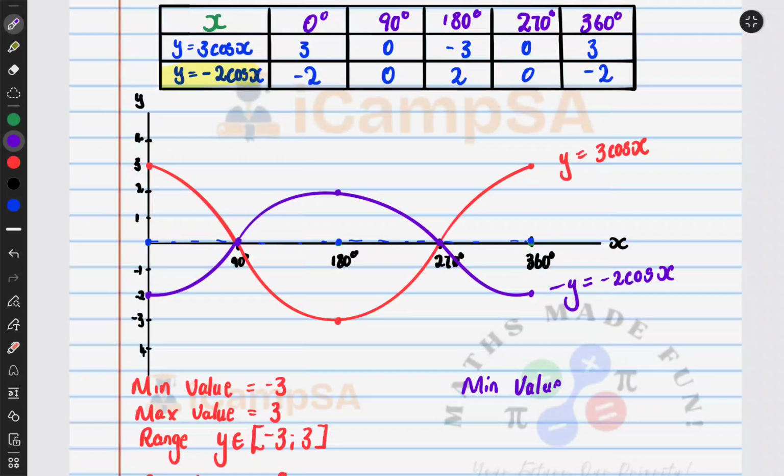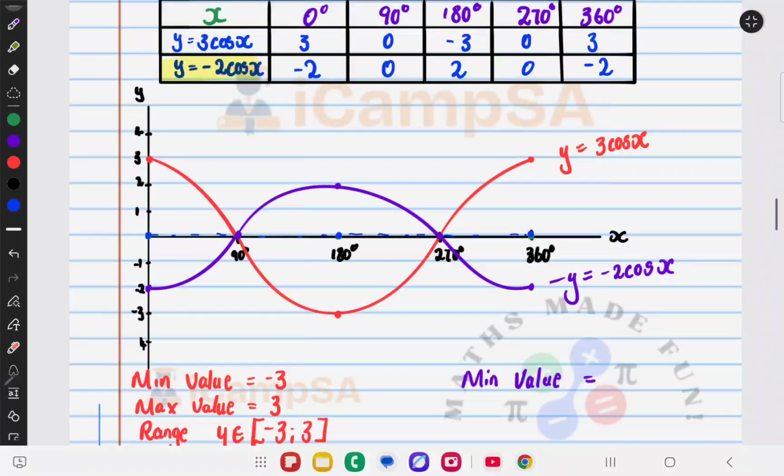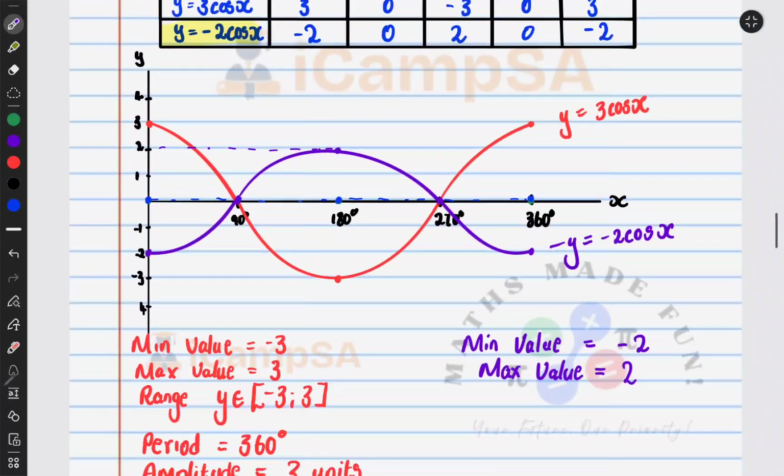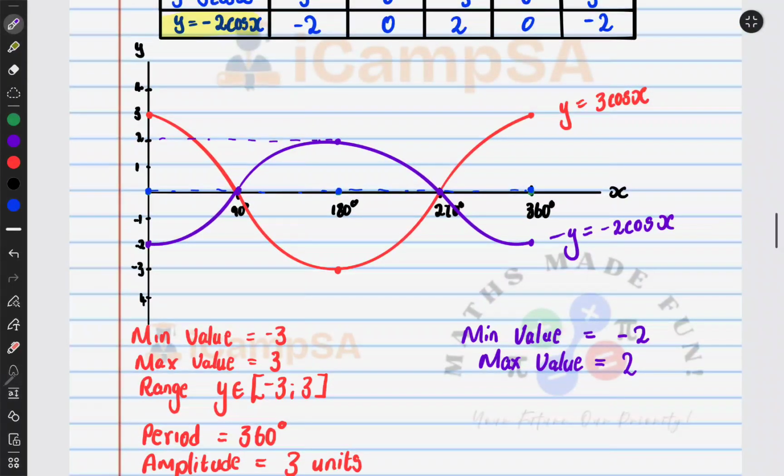Minimum value of the function, the lowest value, is what? It's -2. The minimum value is -2. The maximum value, the highest value on the function, is what? Is +2. And then we look for the range. If the maximum value is 2 and the minimum value is -2, that means our function ranges between those 2 points. Therefore, y is an element from -2 to +2.